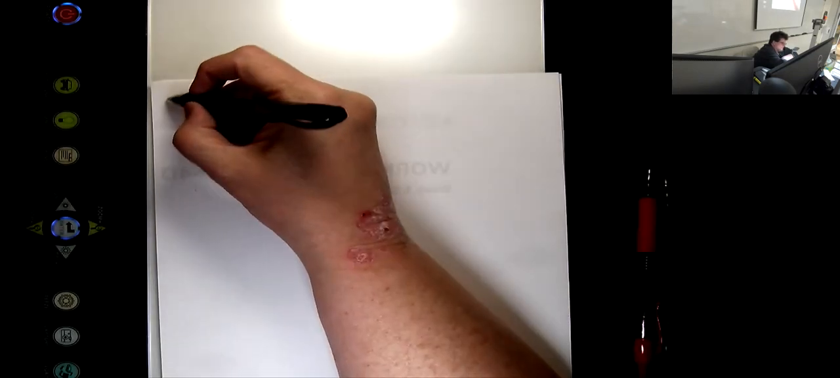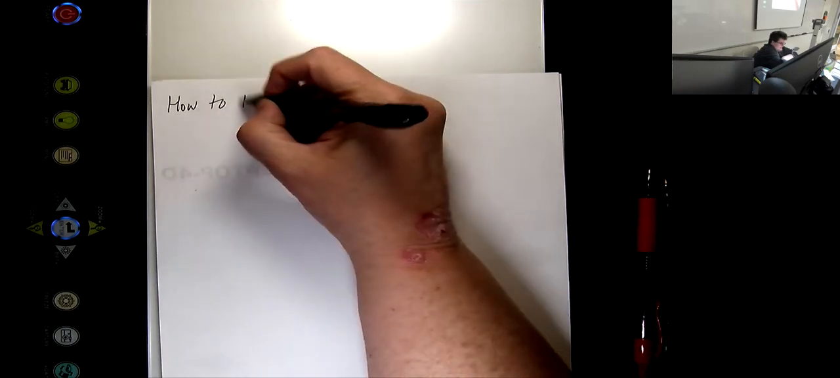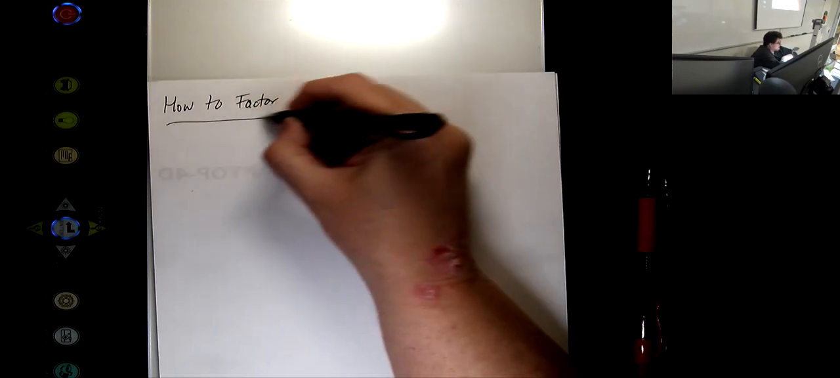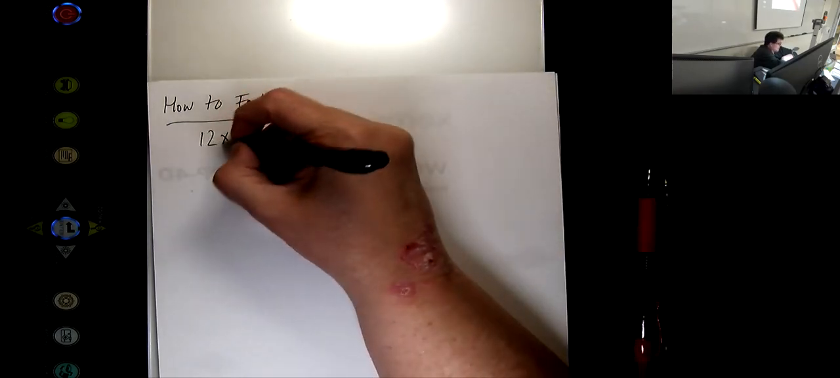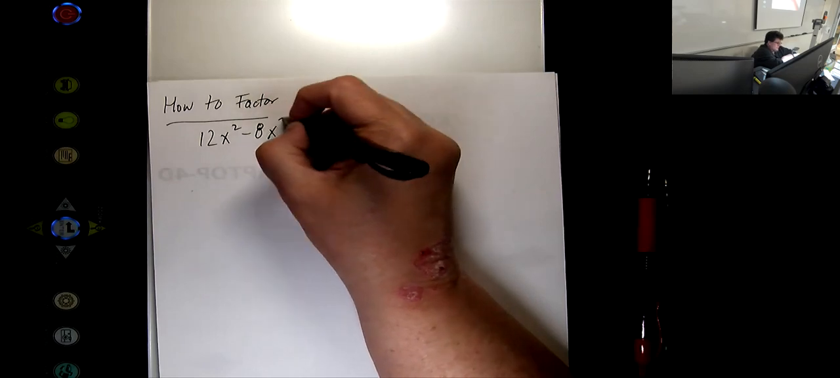All right. So this is a little bit different. What we're going to do is look at how to factor something that's weird. So I'm going to start with 12x squared minus 8x cubed.